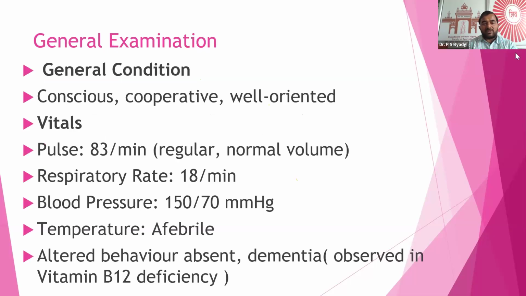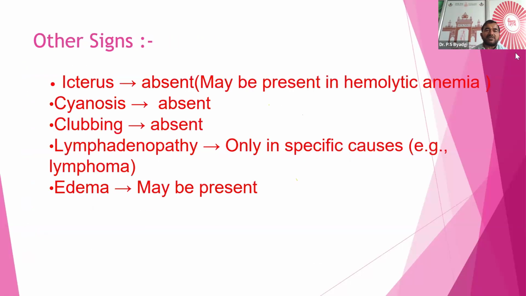So to conclude, the patient was generally well oriented to person, place and time. Pulse was 83 per minute and regular, blood pressure was 150/70, afebrile. Altered behavior is present, with dementia observed in vitamin B12 deficiency. So these are all I have repeated.